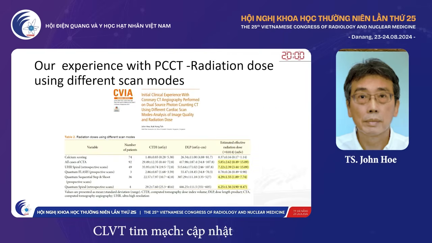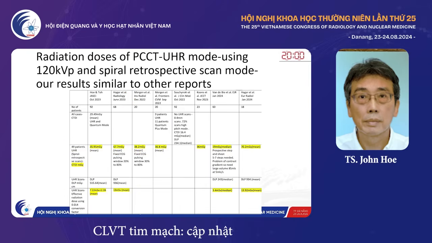Now I want to talk a bit about the radiation dose with our PCCT scanner. You can see that when we scan with 0.2 mm collimation, because we had to do retrospective gating, the dose was quite high, on average 7.2 millisieverts. Using 0.4 mm and step and shoot, the dose was lower at approximately 4.29 millisieverts on average. And you can see that our results are similar to other published papers. Our average was 7.2 mSv.